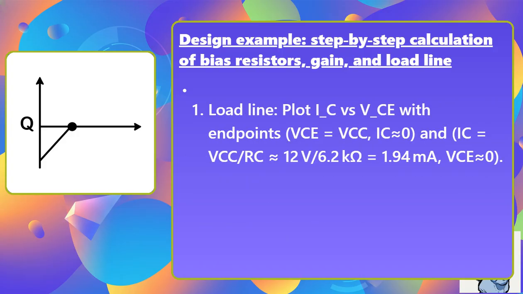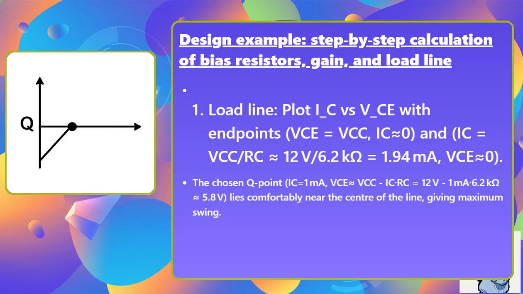Step 4, load line. Plot IC versus VCE with endpoints VCE = VCC, IC ≈ 0, and IC = VCC / RC ≈ 12 volts / 6.2 kilo ohms = 1.94 milliamp, VCE ≈ 0. The chosen Q point is IC = 1 milliamp, VCE ≈ VCC - IC × RC = 12 volts - 1 milliamp × 6.2 kilo ohms ≈ 5.8 volts. This lies comfortably near the center of the line, giving maximum swing. This completes the design.